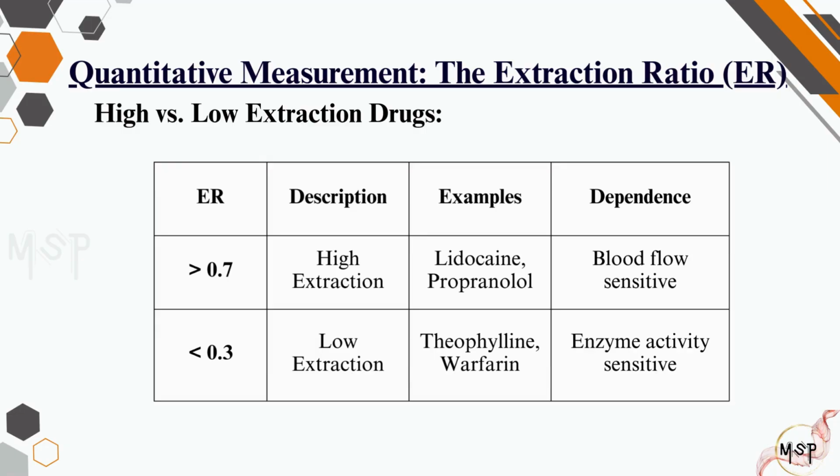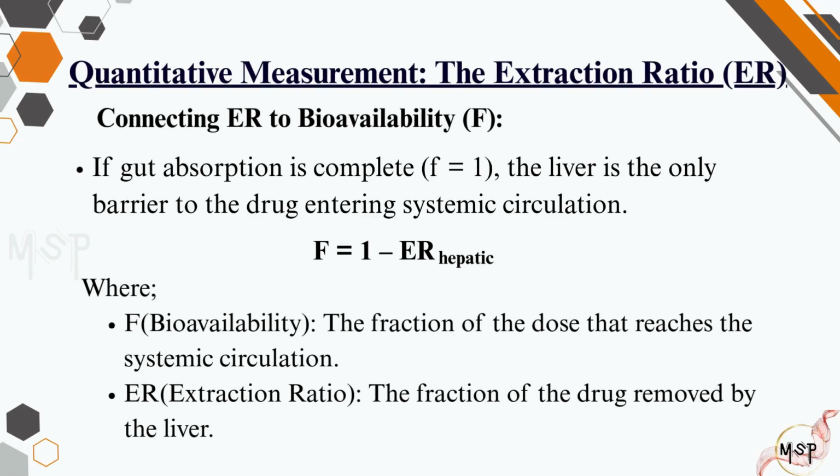Their oral bioavailability is very low and sensitive to changes in hepatic blood flow. Examples: lidocaine, propranolol. If ER is less than 0.3, the liver is less efficient at removing these. Their bioavailability is higher and more dependent on enzyme activity than on blood flow. Examples: theophylline, warfarin. And here is the relationship to bioavailability.